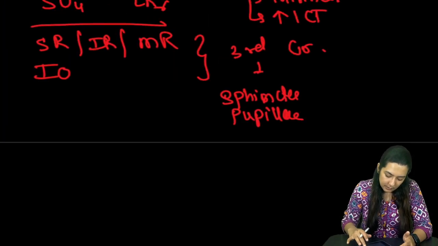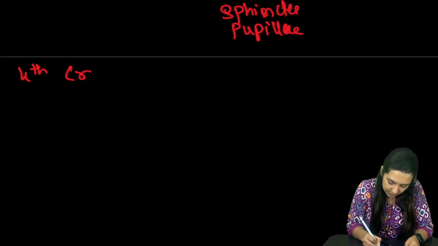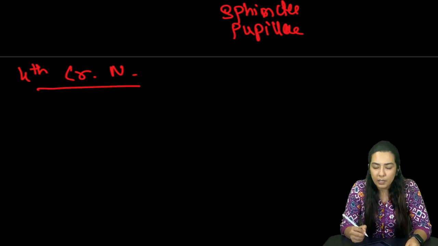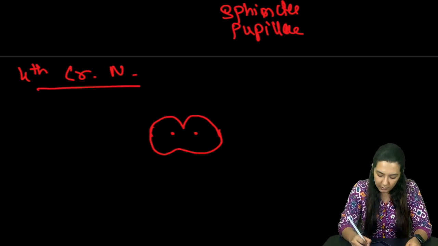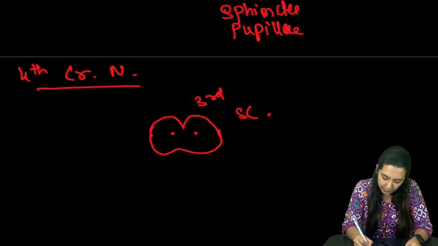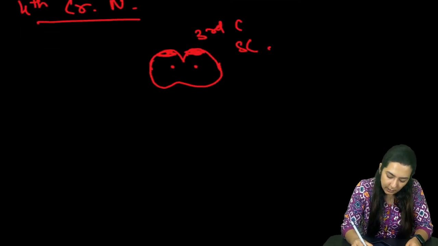One more thing about the fourth cranial nerve I want to mention here. For example, 3 and 4 are coming from the midbrain. If this is the midbrain, I'll just draw a small diagram. This is the third cranial nerve at the level of the superior colliculus. This is the superior colliculus.